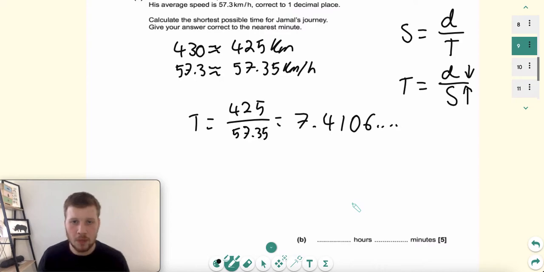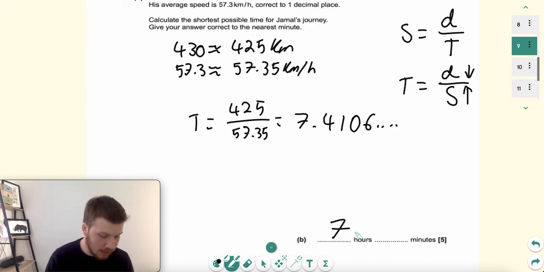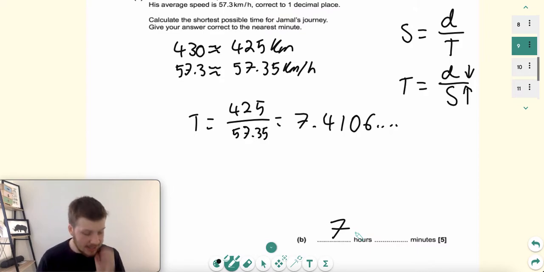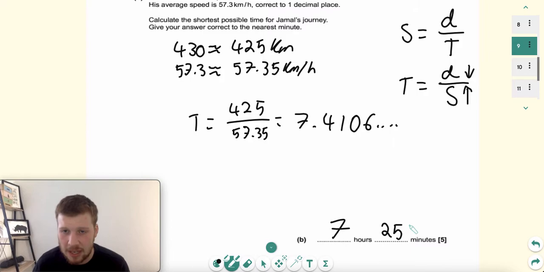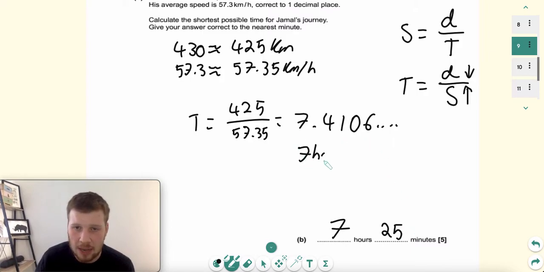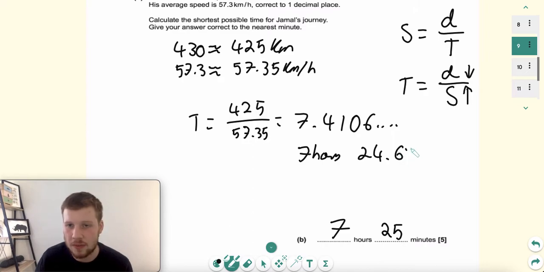7.4106 and so on. Well, the hours is nice and easy. The hours is just 7. So what I'm going to do is take away 7 from my answer. And now I've got 0.41. Well, that's 0.41 of an hour. So I have to multiply it by 60 to tell me how many minutes, which is going to be 24.6. Correct to the nearest minute is going to give me 25, because it would be 7 hours and 24.63 minutes. So that's going to round up. Okay?